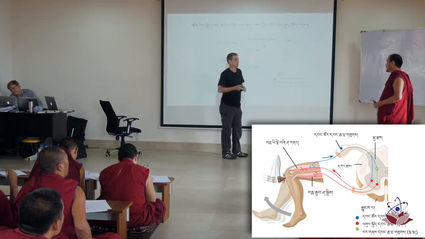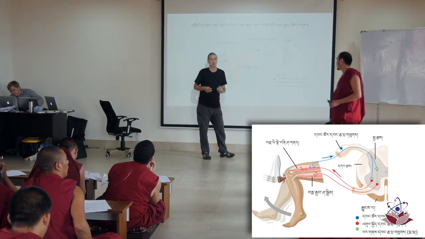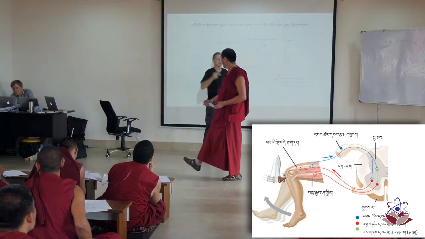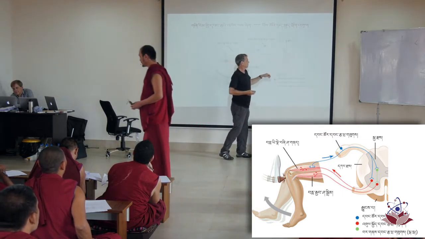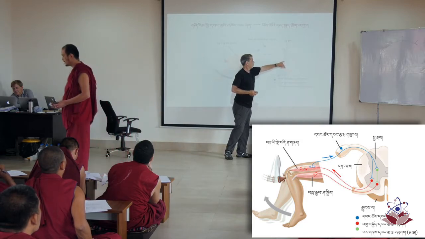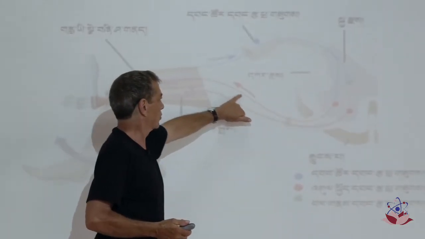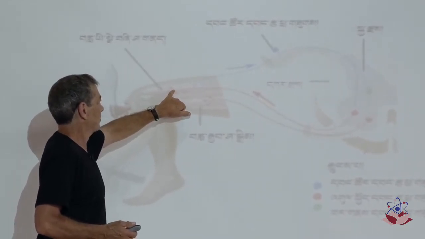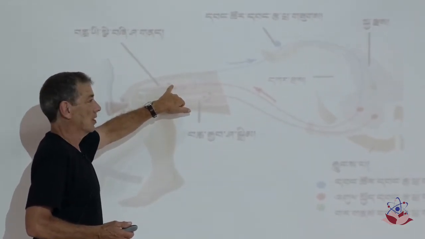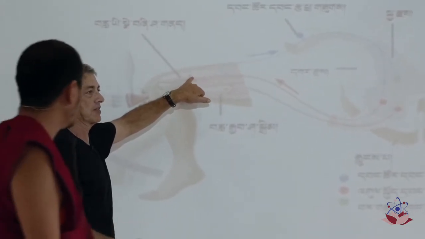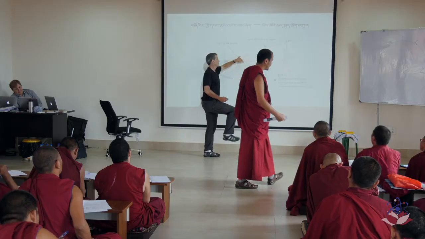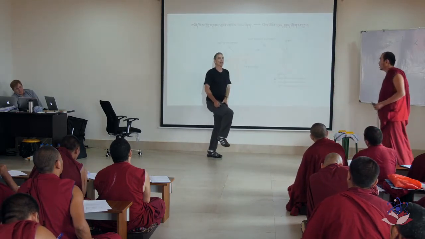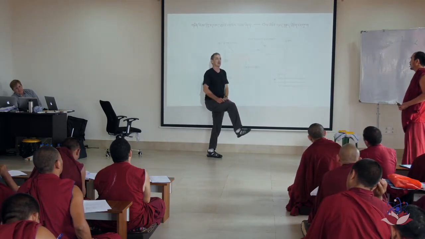Actually, two signals are then sent. One signal goes directly to this muscle to contract that muscle. It's a reflex to protect the leg and the muscle.